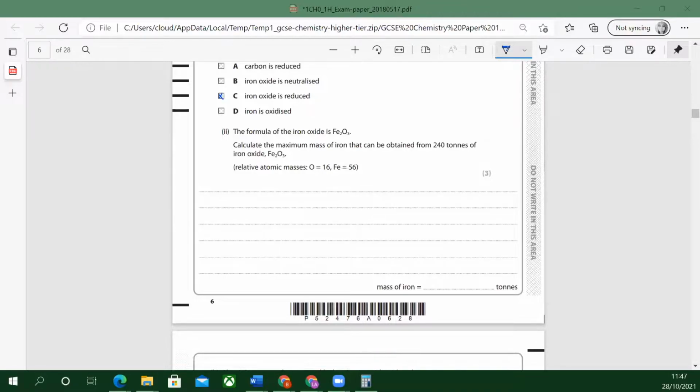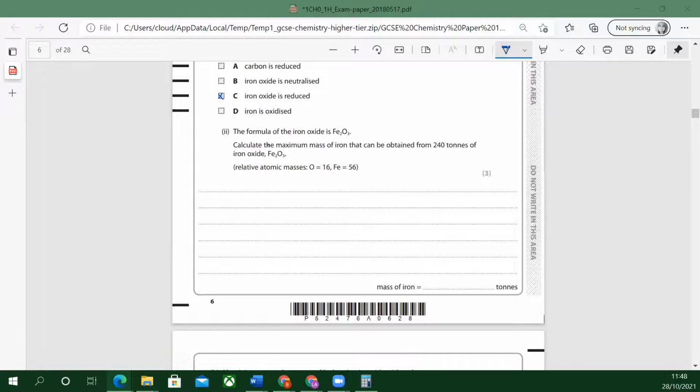It says the formula, okay, it's a little bit of a longer one, so we'll give a bit more time here to explain it to you all. So the formula of the iron oxide is Fe2O3. That's important, Fe2O3. Calculate the maximum mass of iron that can be obtained from 240 tons of iron oxide Fe2O3. Okay, so we've got 240 tons of iron oxide. Okay, so iron ore really.